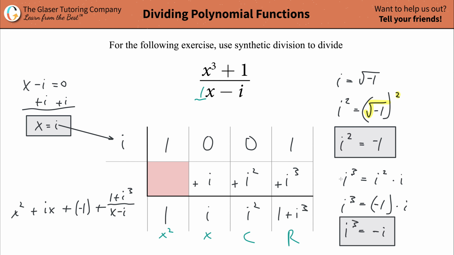Try what i to the 4th is, all right? And then see if you can try i to the 5th and see if you can detect a pattern now between the i value, i squared, i cubed, i to the 4th, and so on. Okay? There is a pattern.